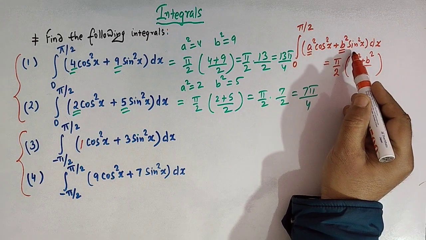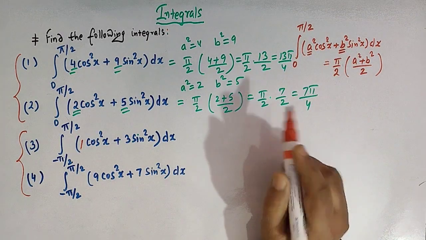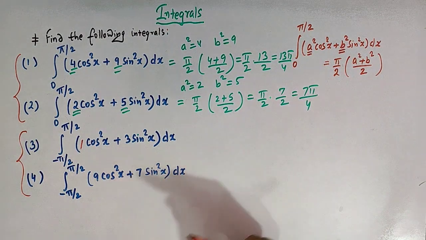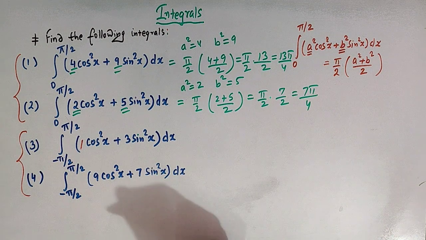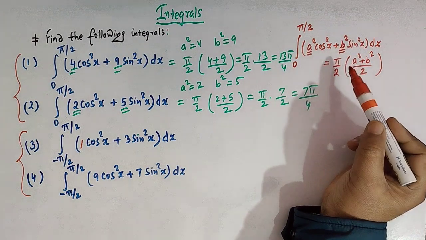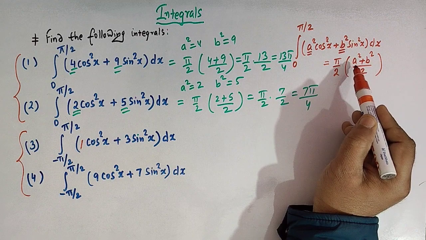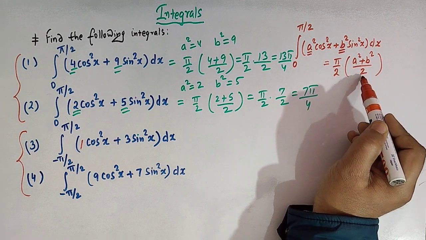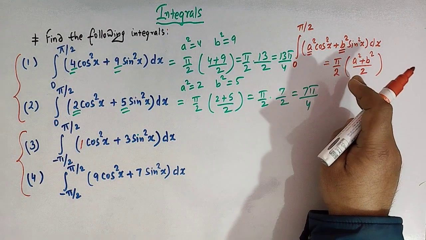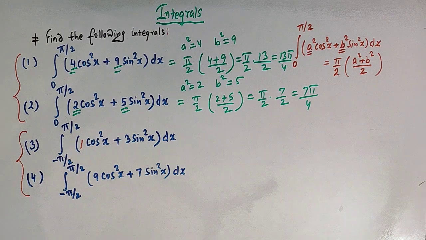Now here let us take an important point. This type of integral can also be evaluated by using the method of trigonometric substitution or using trigonometric identities, and we can also find the value of this integral as pi by 2 times a square plus b square over 2 by making use of the famous Wallis formula. But here we are using the direct result.